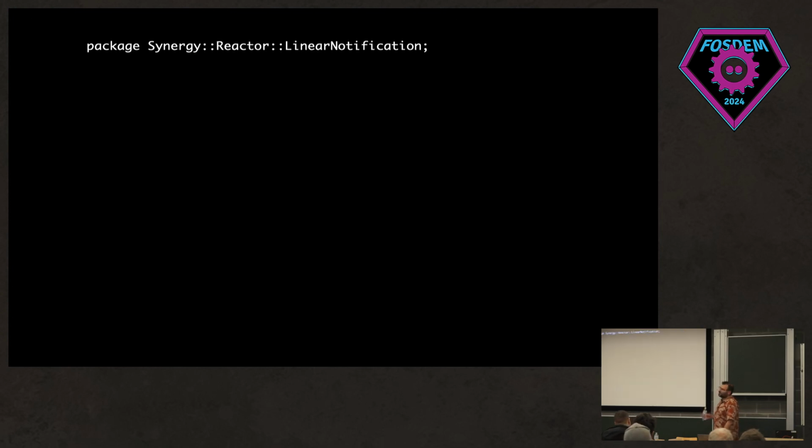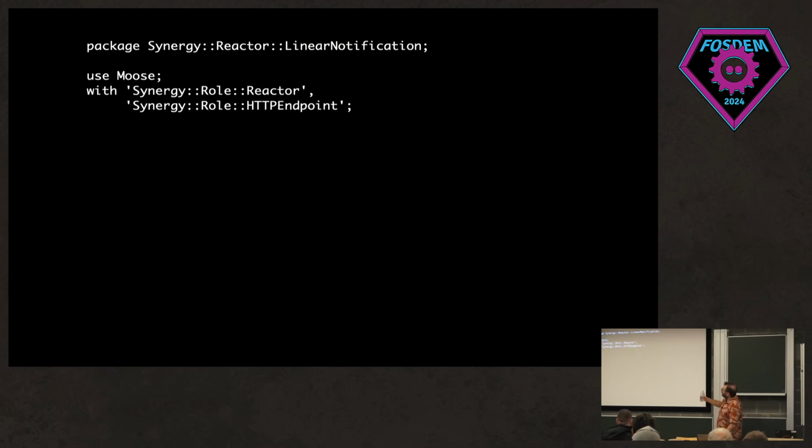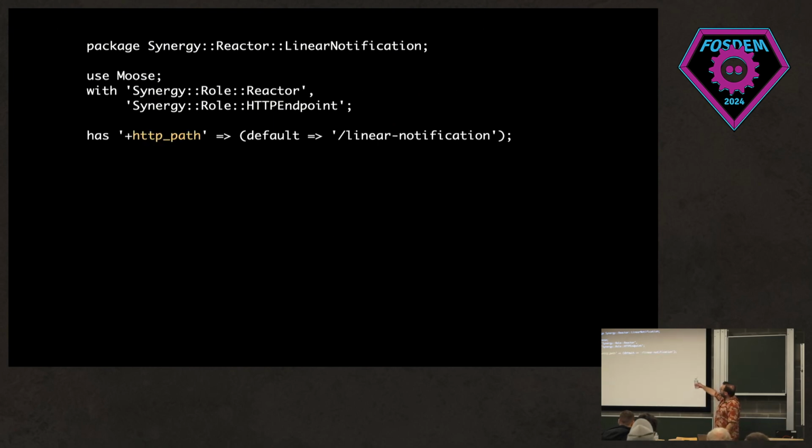And the answer is it goes in a reactor. And it doesn't need to be in a reactor. It's where we happen to have put it. But it's not because it's a reactor. It's because it's got this role called HTTP endpoint. And you say, in addition to reacting to chat messages, this thing is a web handler. And you say, I want it to take the path linear notification. So when you connect this thing up, /linear-notification will now be a path that you handle.